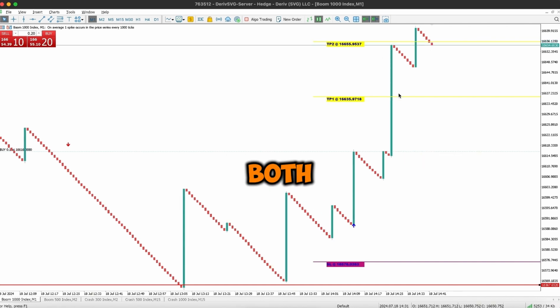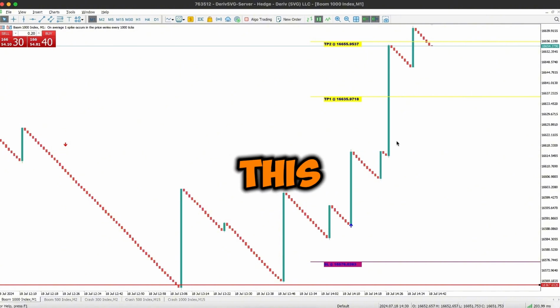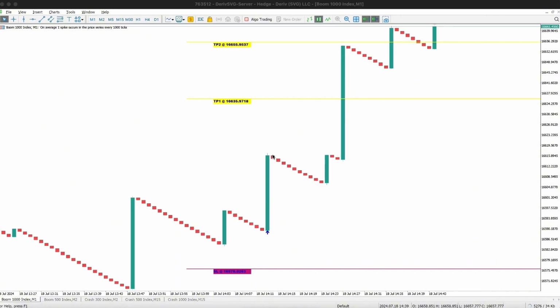So as you can see, both TPs have been hit. TP1 hit, TP2 hit, market spiked, and then came back and touched my TP2 line, which is my signal to exit the market. So now let me tell you what I looked out for in order for me to take this trade.